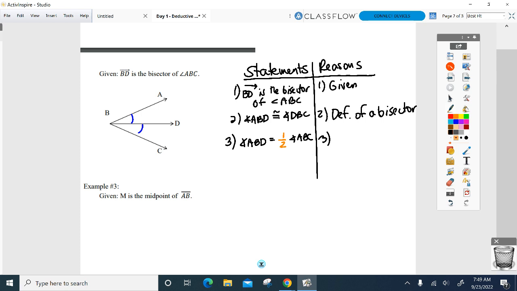Why half? Why not a third? Why not a quarter? It bisects it. Definition of a bisector. Not only does a bisector cut an angle into two congruent parts, it cuts it in half. So get used to telling me it's a half if you see a bisector.